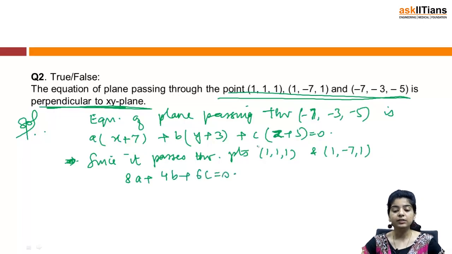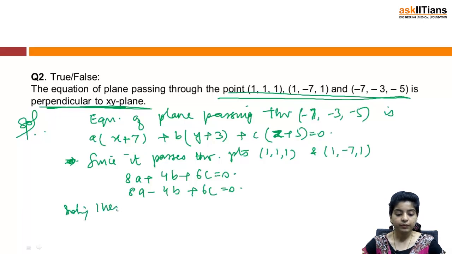How do I get this? I'll substitute 1, 1, 1 here. So I get 8a plus 4b plus 6c is 0, and then I'll substitute the other coordinates in this equation. Basically we are utilizing the condition that since the plane passes through this point, this point will satisfy the equation. So the second equation that I get is 8a minus 4b plus 6c is 0.